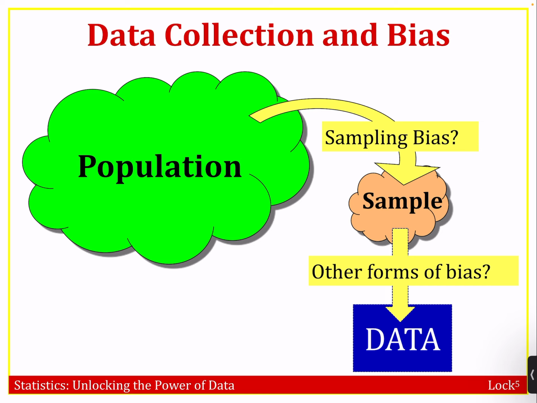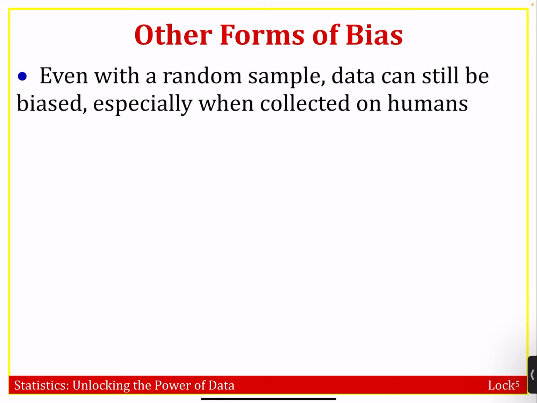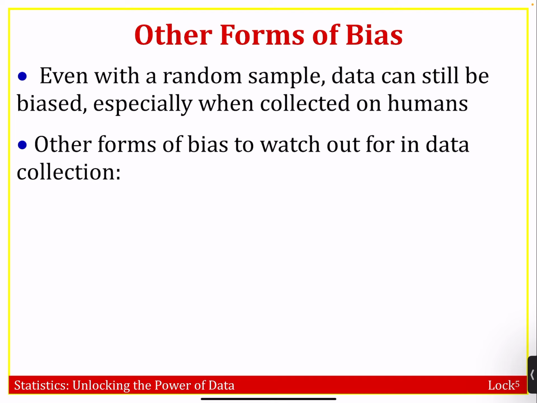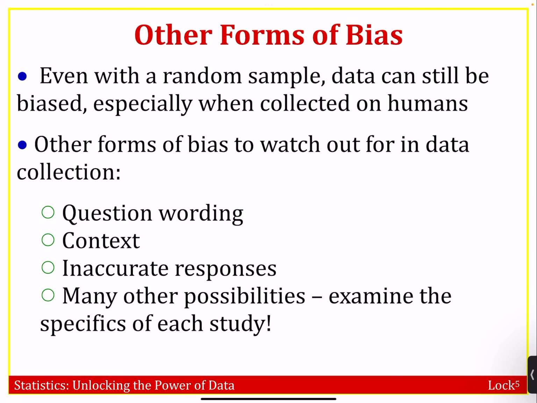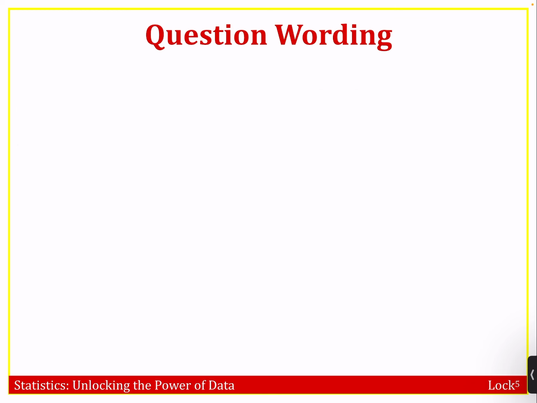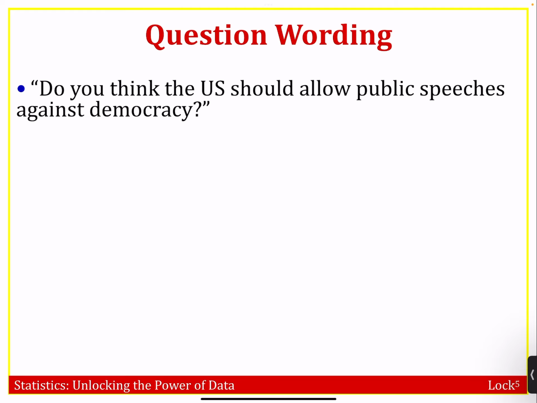So a lot of times, especially when we're working with people, our data takes the form of answers to questions. And we've got to be careful. Other forms of bias to watch out for include question wording bias, context bias, and people giving inaccurate responses. And there's a whole lot of other possibilities. So let's talk about question wording.